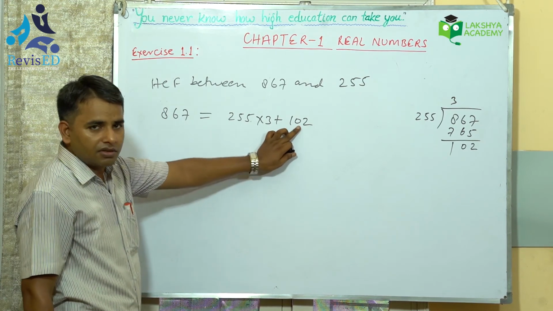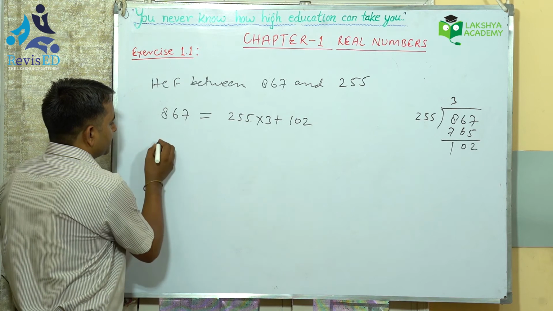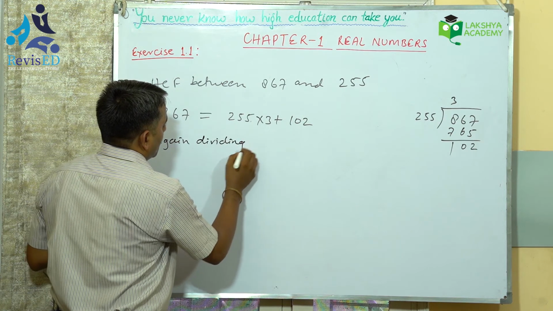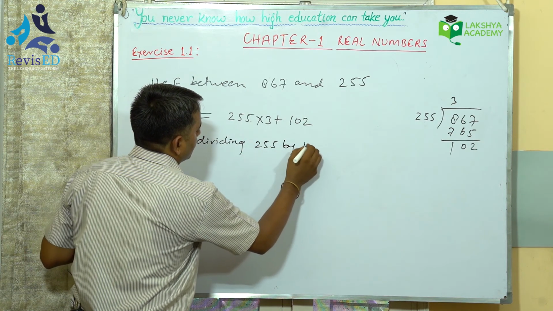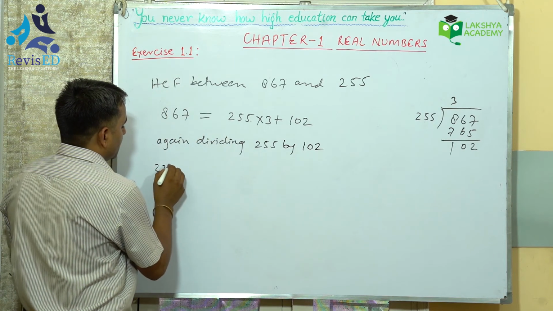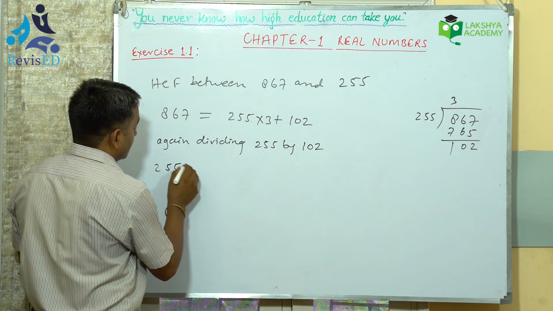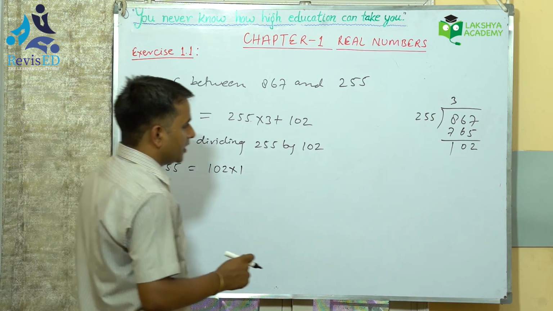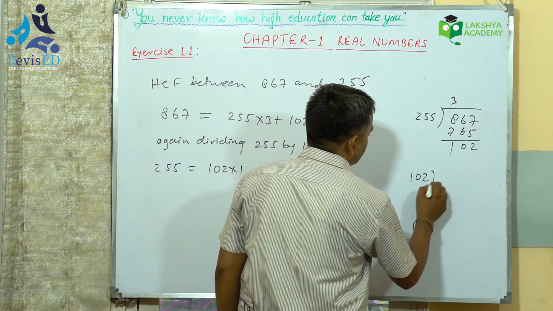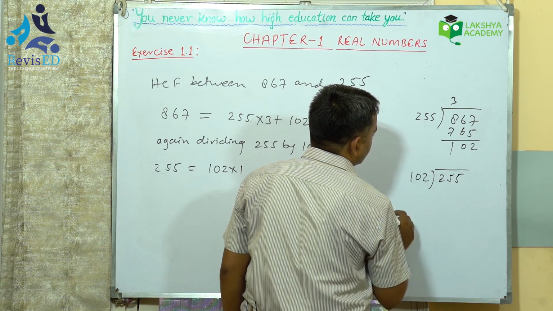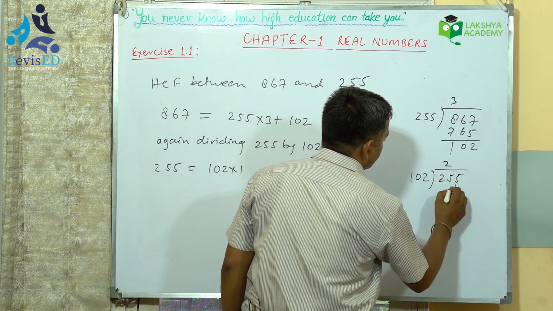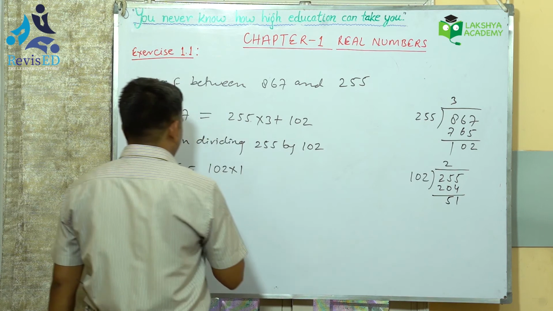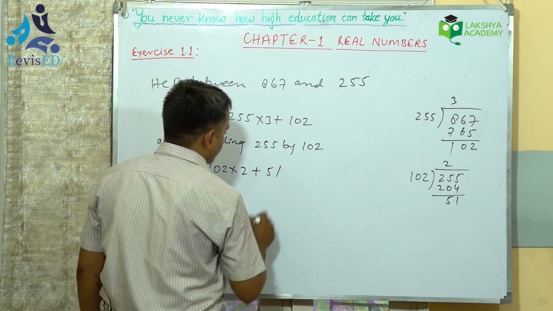Again the remainder is not 0, so we will divide the divisor by this remainder. Again dividing 255 by 102, 255 equals 102 into 2 plus 51. We can divide it separately also: 102 into 255 goes 2 times, 4 and 2, the remainder is 51. So 255 equals 102 into 2 plus 51.